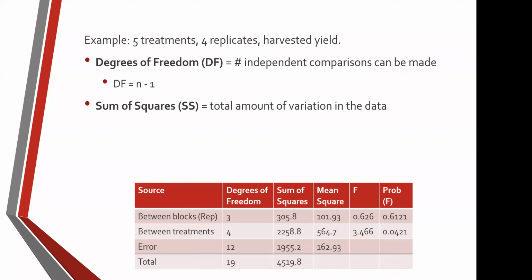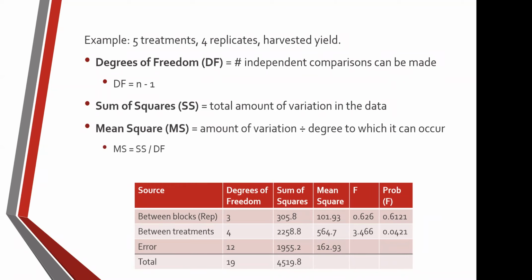The sum of squares represents the amount of variation in the data, and it's split up into each source listed in the table as the different rows. The mean square is the sum of squares divided by the degrees of freedom. We're basically taking the amount of variation and dividing it by the degree to which it can occur.